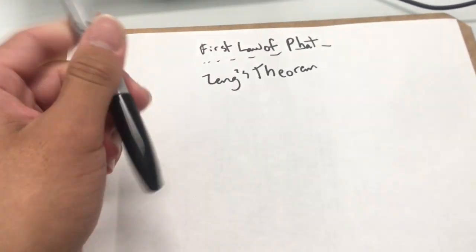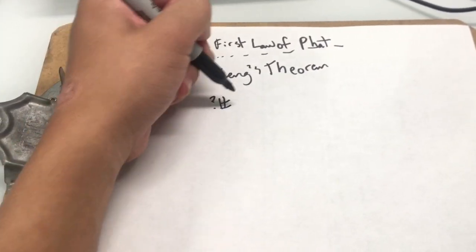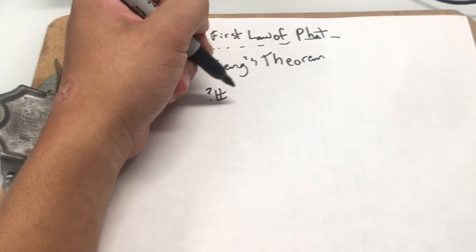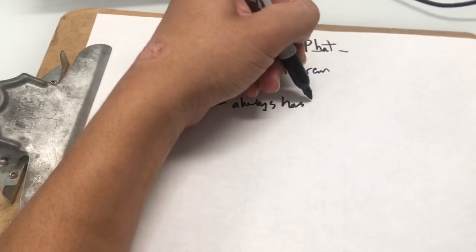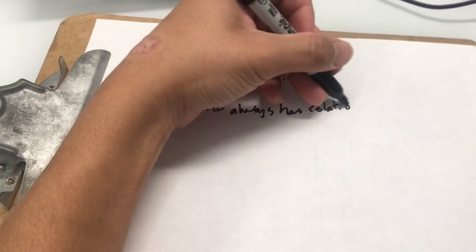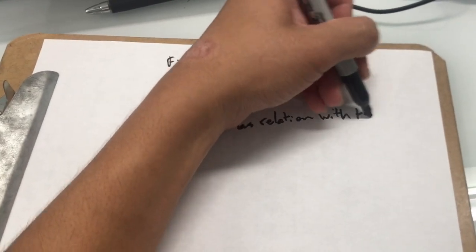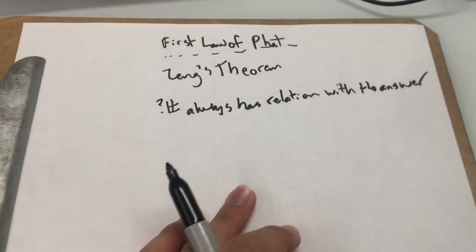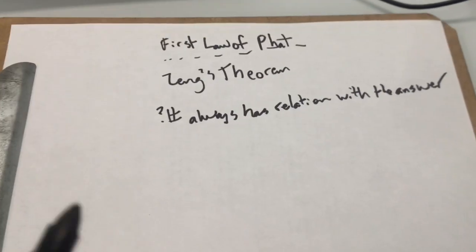that the question number always has some relation with the answer to the problem. So let's say your problem is number 4 and the answer is 12. 4 times 3 is 12.